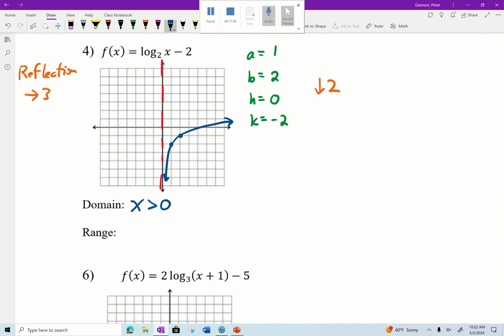X is greater than 0 is the domain. All real numbers is the range.